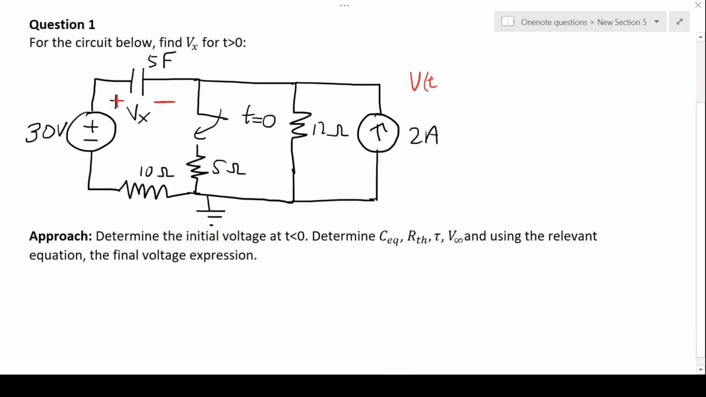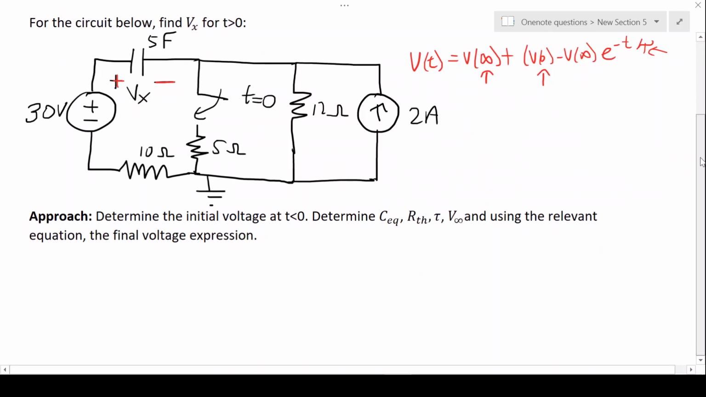that will be the response type, we know that the expression for the final voltage will be V infinity plus V0 minus V infinity e to the negative t over tau, where this is your voltage at time t equals infinity, and this is your voltage at time t equals 0, and that is your time constant. These are the three things that we need to look for. So let's start off at time t equals 0 negative.